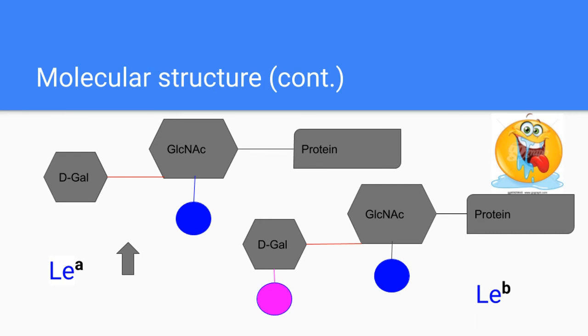Whereas for the Lewis B antigen, from the previous slide with the H antigen and the secretor adding the fucose onto the DGAL, we have the same structure, but now we have the addition of the fucose from the Lewis gene on the GLC-NAC. And this is what expresses the Lewis B antigen.